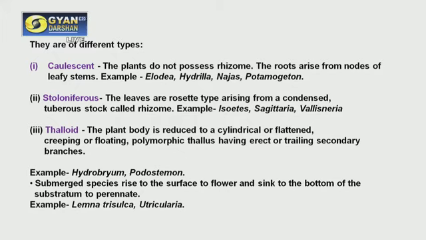And then there are submerged species which rise to the surface to flower and sink to the bottom of the substratum to perennate. That means for the flowering, for reproduction, they actually rise to the surface. But the perennating structures are present below, at the bottom of the water, like Lemna, Utricularia.